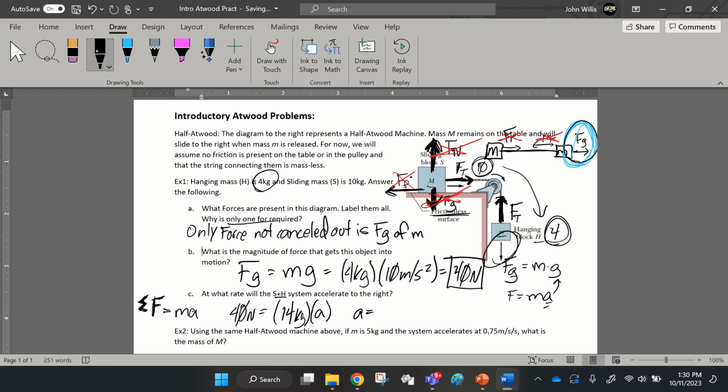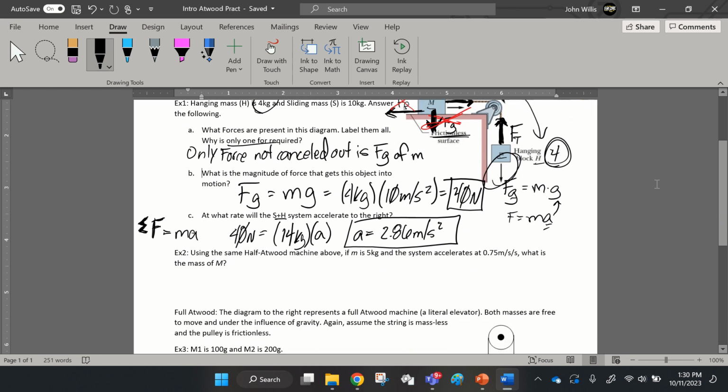A newton divided by a kilogram is going to give us units of meters per second squared. So we get 2.86 meters per second squared as the rate of acceleration for the entire system. Right? Again, the weight vector hanging over the edge is the only one that wasn't canceled out. It's the only one that isn't part of a pair.